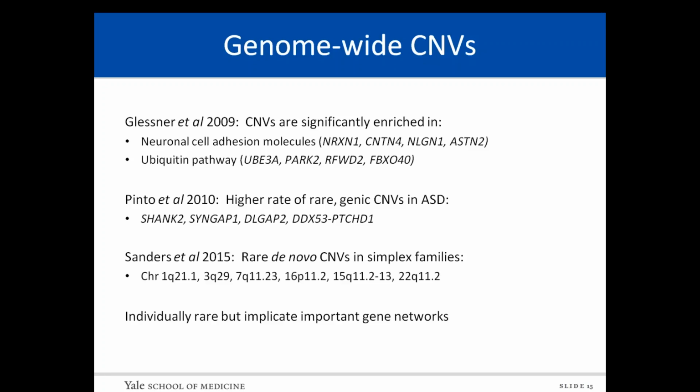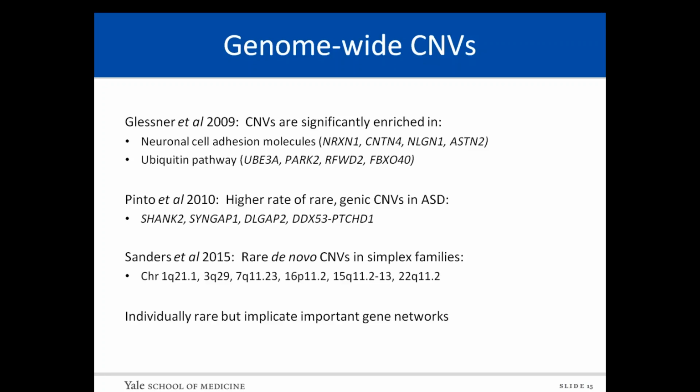Another group published a paper looking at families affected by autism and found that they have a higher rate of rare genic CNVs, meaning CNVs that affect genes rather than being located in intergenic regions, compared to control individuals, and they found their own list of genes. That's another recurring theme: not often do you find two studies that agree on one set of genes. Often you find different genes being highlighted by these studies.